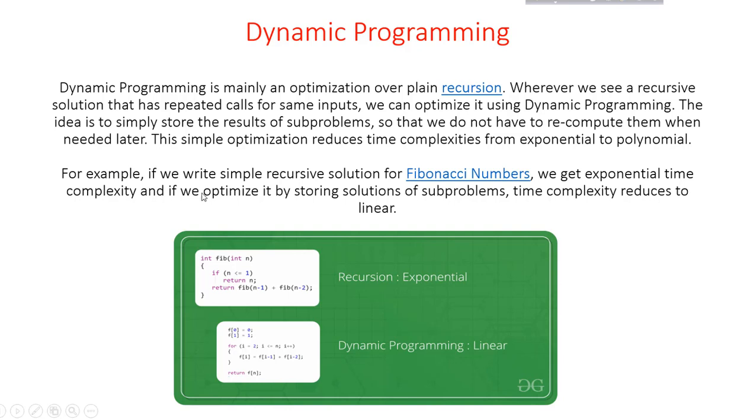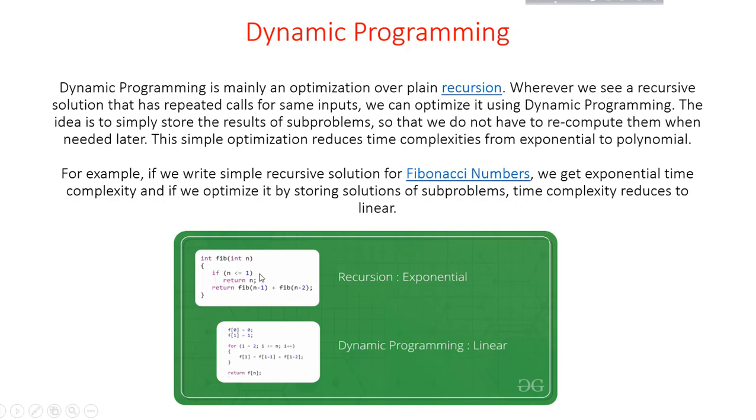For example, if we write a simple recursive solution for Fibonacci numbers, we get exponential time complexity, and if we optimize it by storing solutions of subproblems, time complexity reduces to linear.